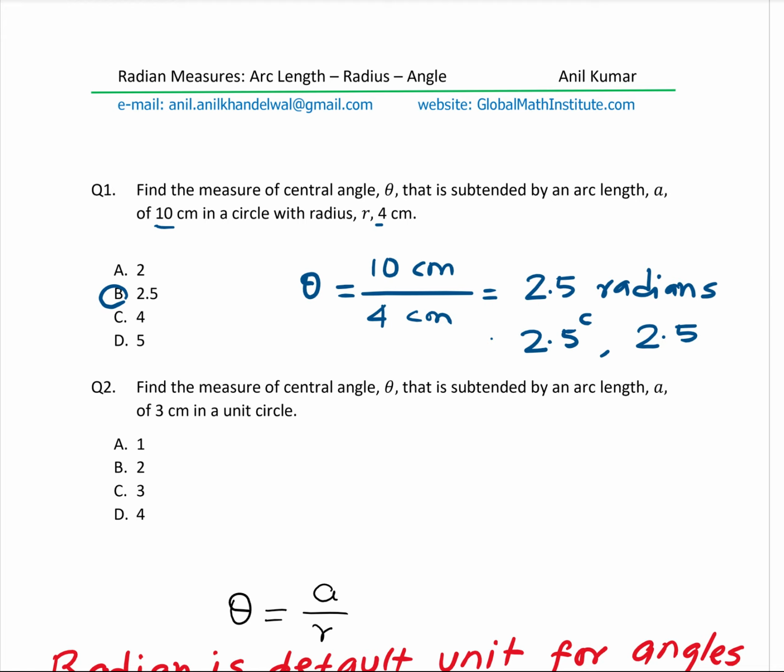Now let's do question number 2, where we are given arc length A as equal to 3. Unit circle means r equals to 1. And since we know that theta is A over r, it is simply 3 over 1, which is 3. Perfect. So that is how you get your answer, and the option C is the right option.